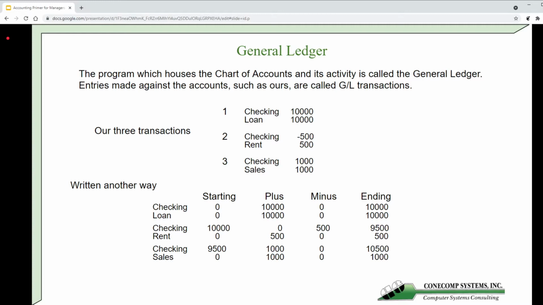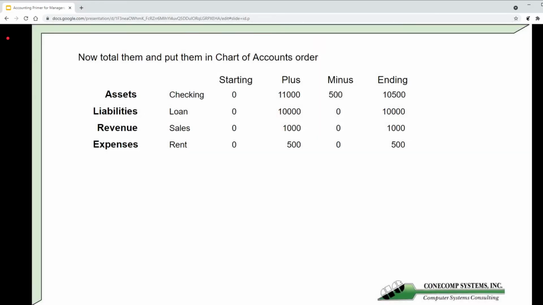system. Now, interestingly, what if we totaled it by the 4 account numbers we see there? There's 4 accounts: checking, loan, rent, and sales. We could do that in our head, just add those together, but I'll show it to us on the next screen. Here they are, totaled. Our checking account started at 0. If you recall, it went up by 1,000, down by 500, and then up by 10,000, down by 500, back up by 10,000, ending at $10,500.